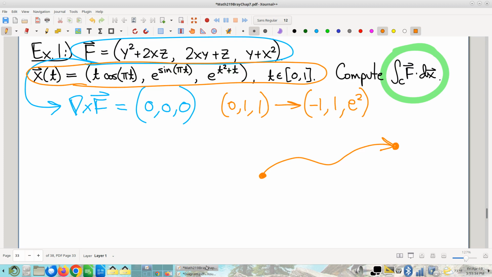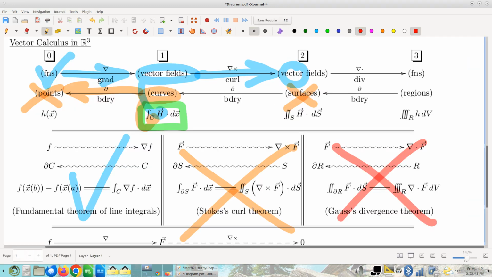Yes? Why did you, on our diagram, cross out the path from curves to points? Why is the curves to points arrow crossed out? Oh, I just meant that it wasn't 0. So you're talking about this right here. What I'm indicating here is that the question was, is the boundary there or is the boundary nothing?